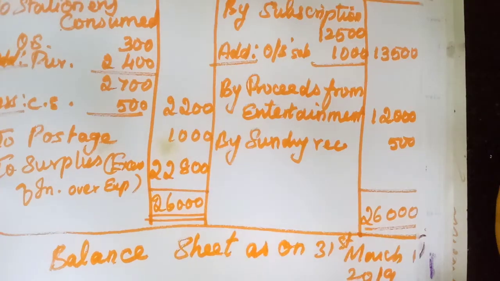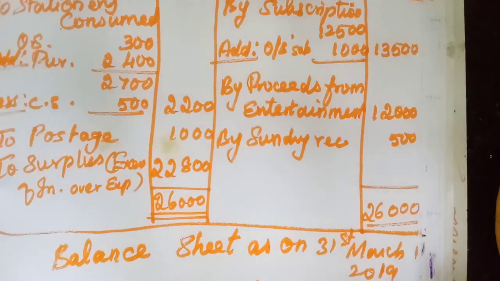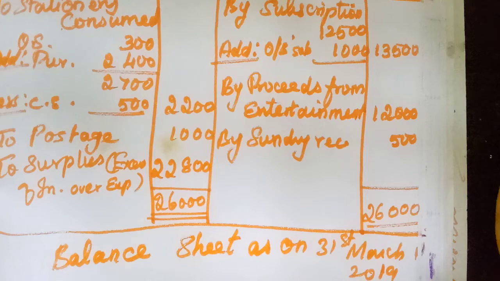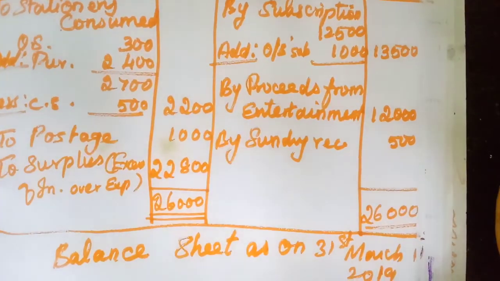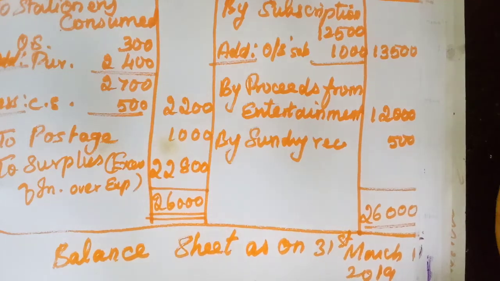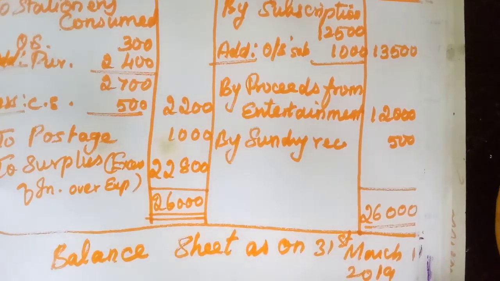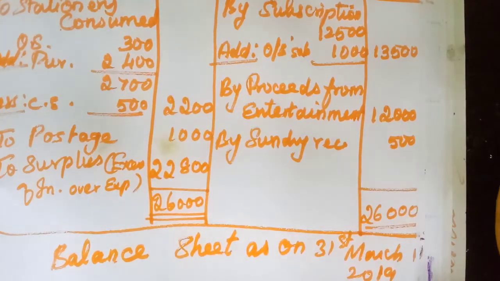Before that you come to the additional information. This 450 members each paying annual subscription of rupees 30. So we have calculated the outstanding subscription in this one, isn't it? 1,000. That 1,000 we need to write. So outstanding subscription 1,000. Okay, that outstanding subscription we have written, 1,000.